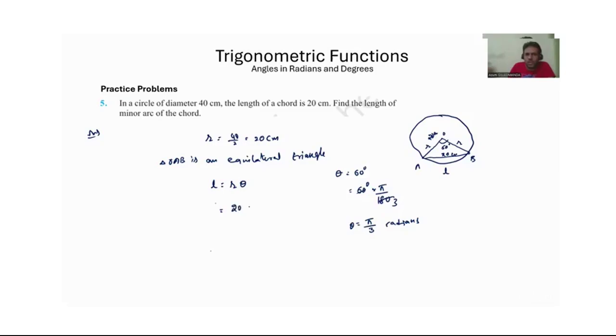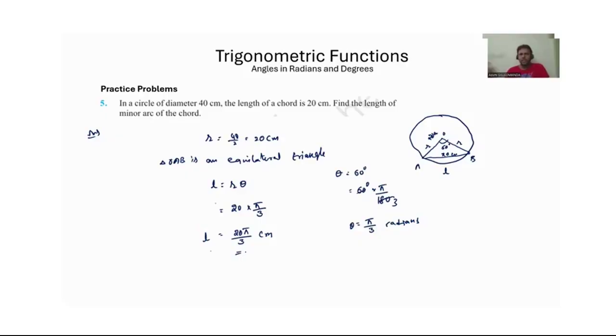Substitute the value. What is L? L is 20 centimeters into pi by 3, so we can say 20 pi by 3 centimeters. That's the length of the arc. Or you can substitute the value and find the number, or you can leave it here. It's basically applying your knowledge, right?